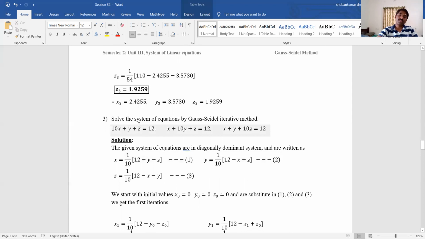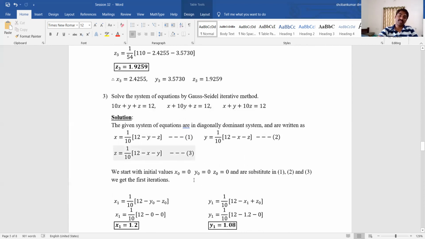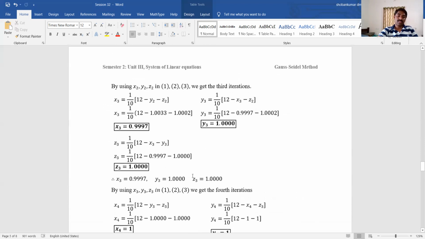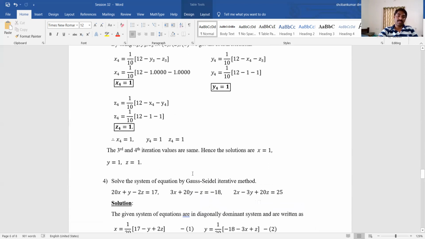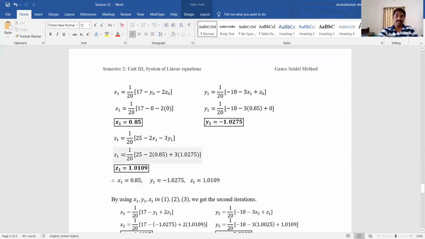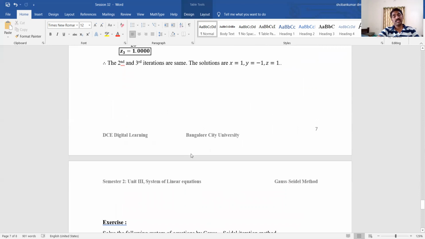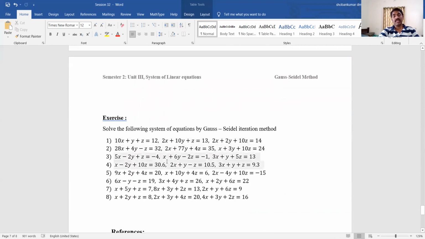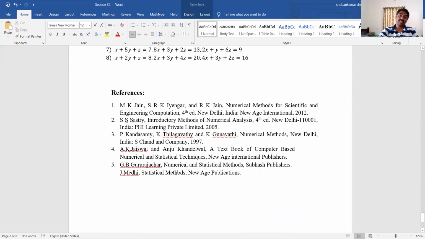And here is another problem, solve the system of equations by Gauss-Seidel method. In this example, we get the approximate value at the fourth iteration. Here x4 is 1, y4 is 1, z4 is 1, therefore x, y, z is equal to 1. And this is another example, go through it. And these are the exercise problems. You can solve these equations by using Gauss-Seidel method. If the given system is not diagonally dominant, make it diagonally dominant and then apply Gauss-Seidel method.